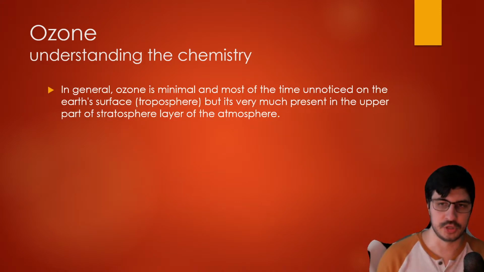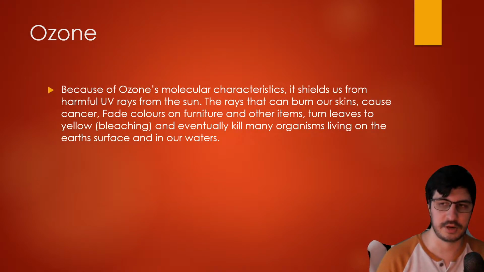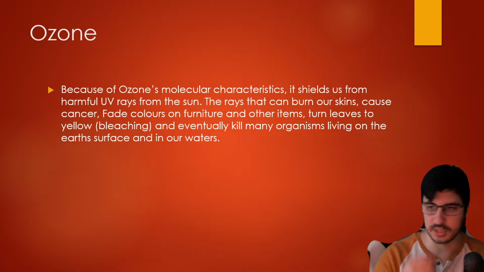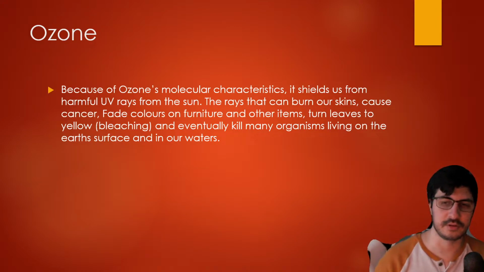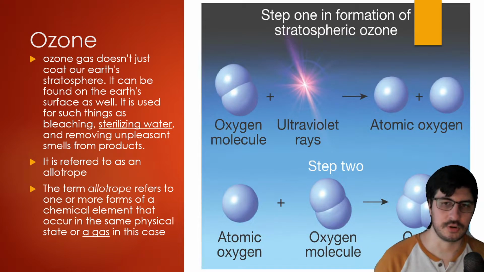To add to that, in general, ozone is minimal and most of the time unnoticed on the Earth's surface in the troposphere, but it's very much present in the upper part of the stratosphere layer of the atmosphere, making our ozone layer. Because of ozone's molecular characteristics, it shields us from harmful UV rays from the sun, the rays that can burn our skin, cause cancer, fade colors on furniture and other items, which admittedly is probably less of a problem than skin cancer, turn leaves yellow, which is bleaching, and eventually kill many organisms living on the Earth's surface and inner waters. So ozone gas doesn't just coat our Earth's stratosphere.